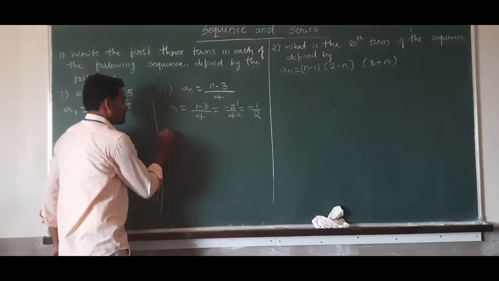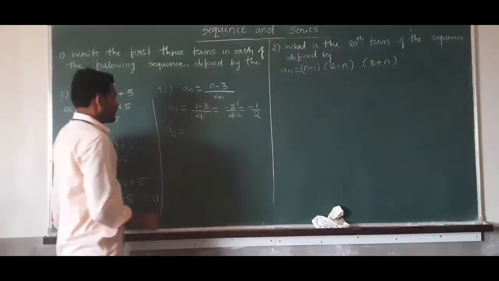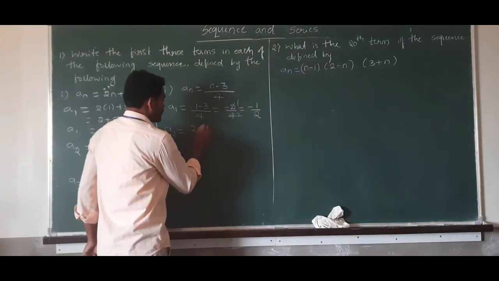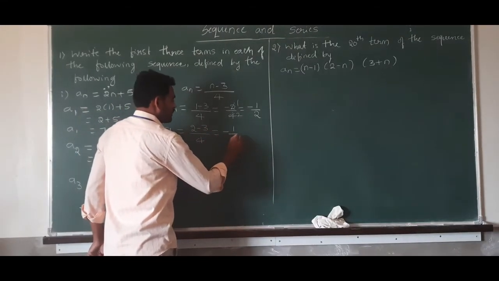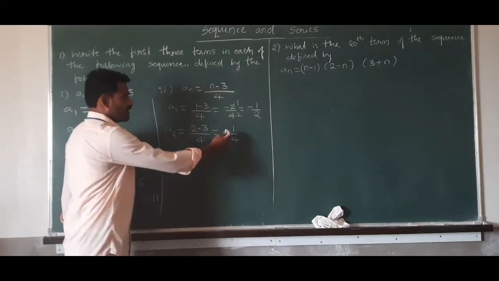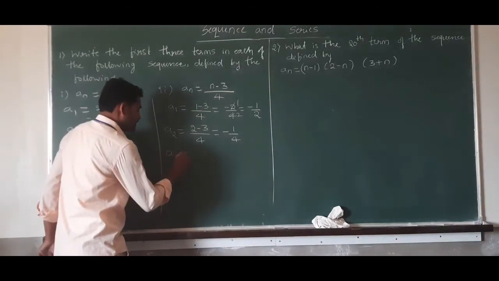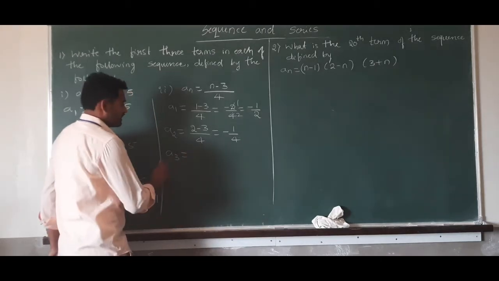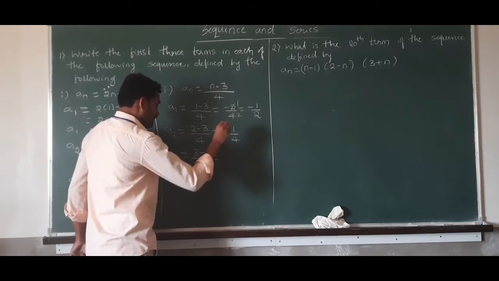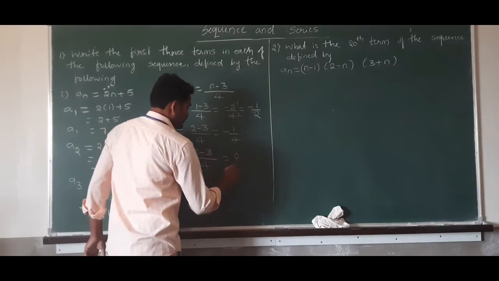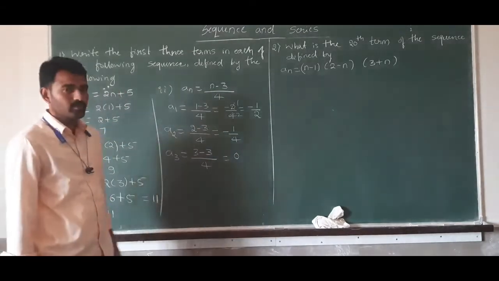Okay, second term is a2. We have to put the n value as 2. So 2 minus 3 divided by 4 is equal to minus 1 divided by 4. Minus 1 divided by 4 is the second term. Similarly, the third term a3 is equal to (3 minus 3) whole divided by 4 is equal to 0. 3 minus 3 is equal to 0, 0 divided by 4 is equal to 0.